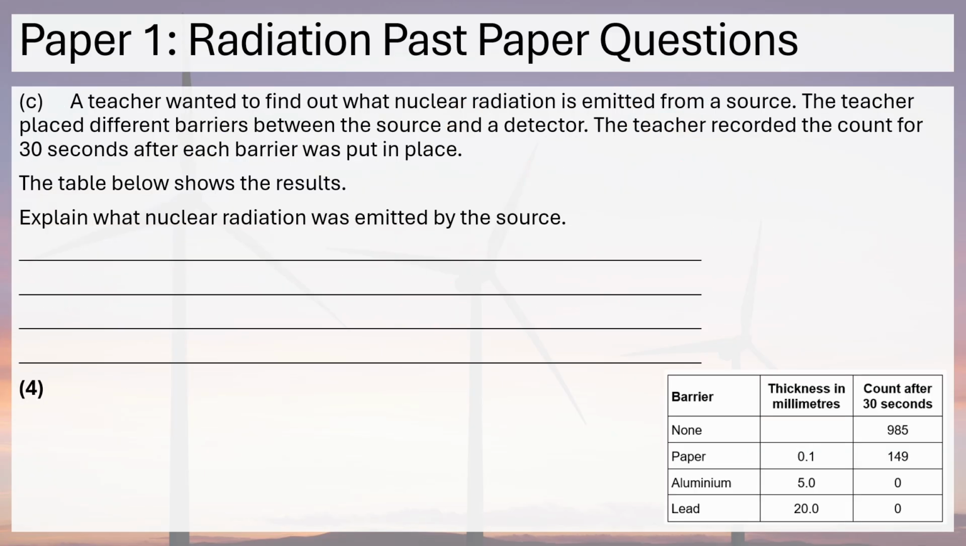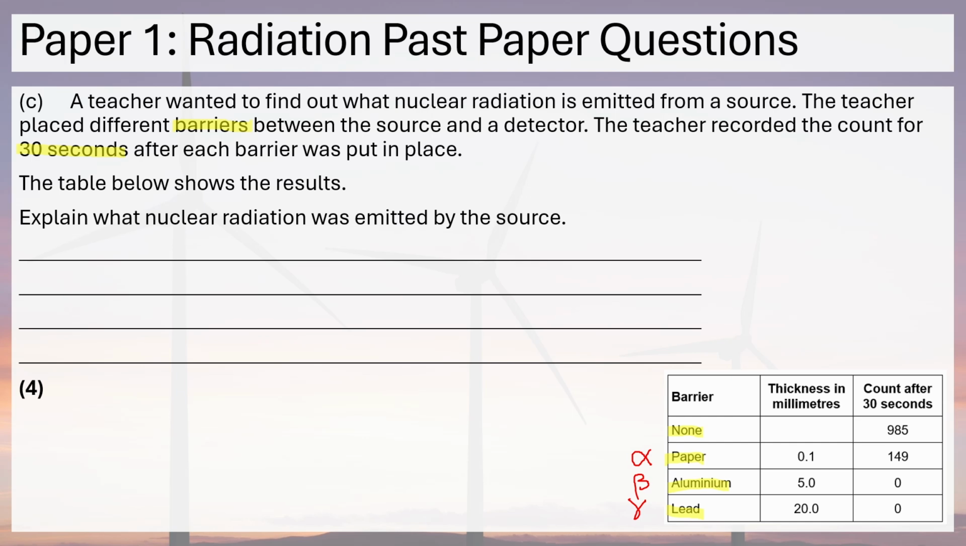Part C of this question then. A teacher wants to find out what nuclear radiation is emitted from an unknown source. The teacher places different barriers between the source and detector and records the count for 30 seconds after the barrier is in place, and then the table below shows the results. So we've got nothing, paper, aluminium and lead. So we know that alpha is stopped by paper, beta will be stopped by aluminium and gamma will be stopped by lead. So that's the information we're looking for in that table.